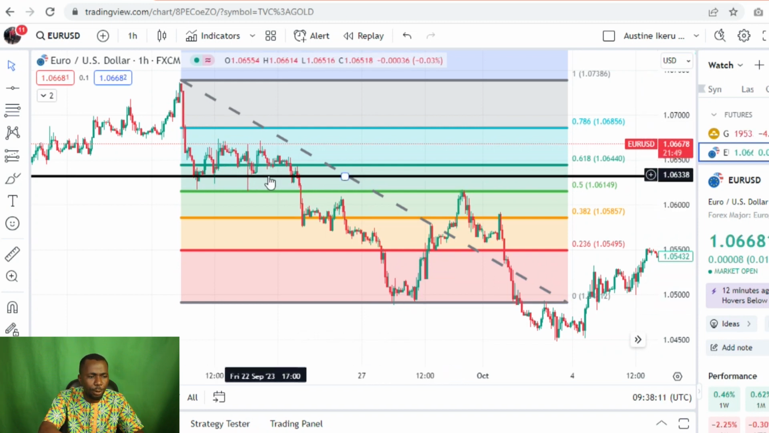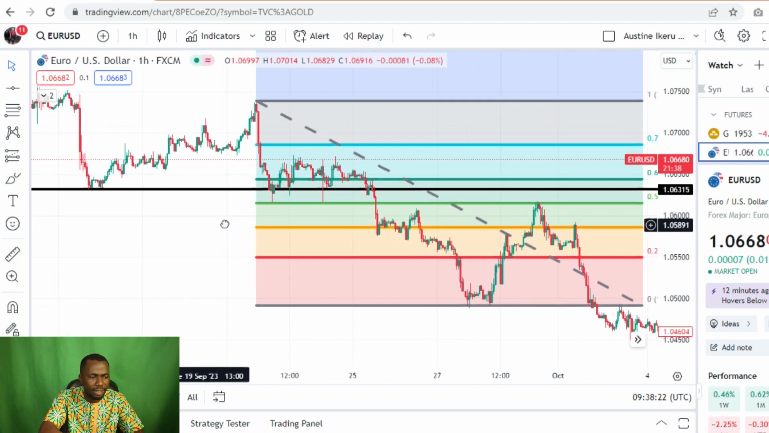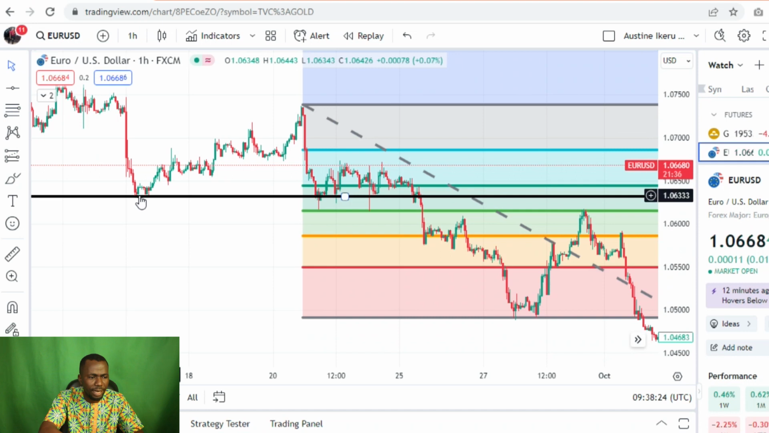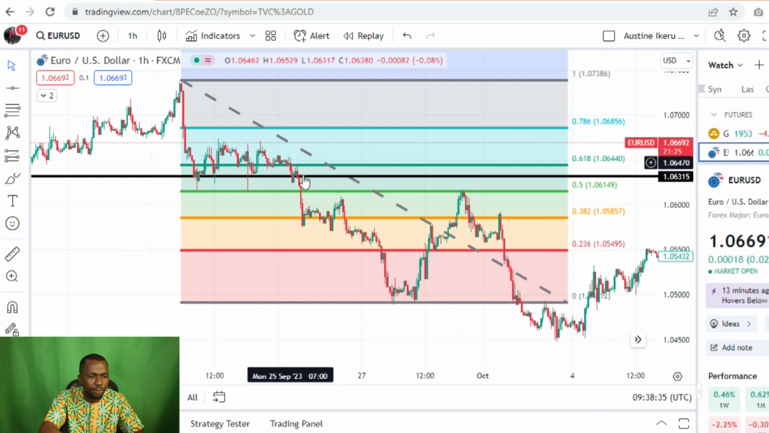So after drawing your resistance line, because it was previously a support level, you can see that the price went down, went up again, went down, went up again, went down before it broke below it, right? The same thing is applicable here. The price went down, couldn't break through it, and went up. So this becomes our support level, which if the price breaks below it, becomes a resistance level. So for the fact that the price has broken below this level, it automatically becomes our resistance level.